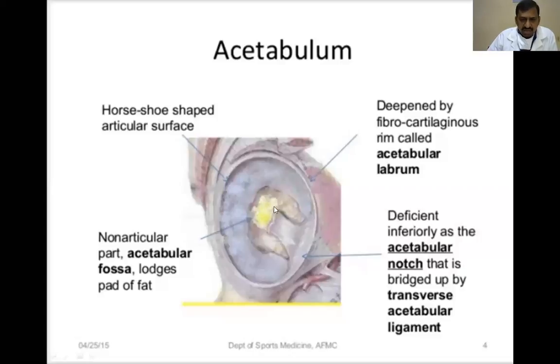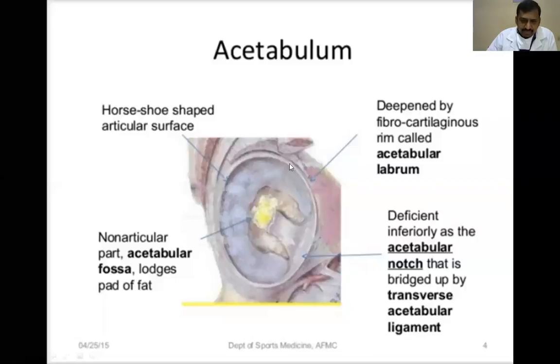Whenever there are different movements of this hip joint, it fills the gaps that are produced during the different movements of the joint. That is the function of this fat. That is the non-articular part, filled with a pad of fat, liquid at body temperature. Okay, that is the most important thing. And this is the horseshoe shaped articular surface.